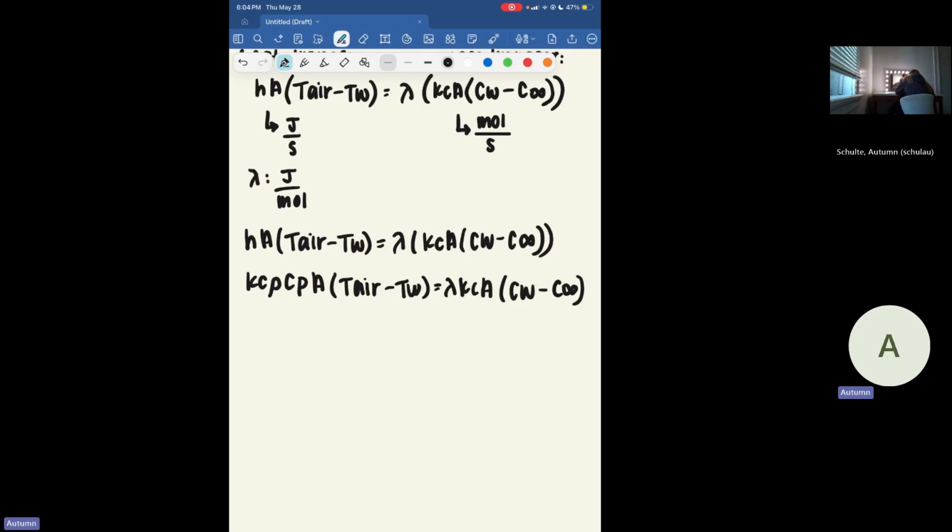Now we can cancel some terms here. Our mass transfer coefficient term is going to cancel, as well as our area term. And so this means we are left with the density times the heat capacity multiplied by the change in temperature from the air to the water is equal to that enthalpy of vaporization multiplied by the concentration of the water minus the concentration at infinity. And this becomes our equation for evaporative cooling.